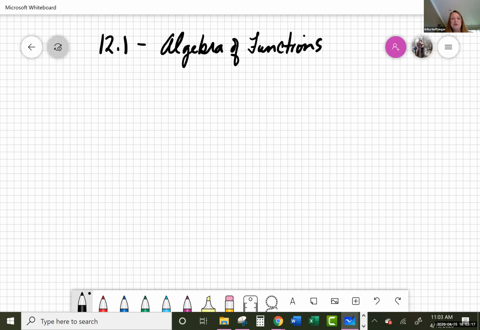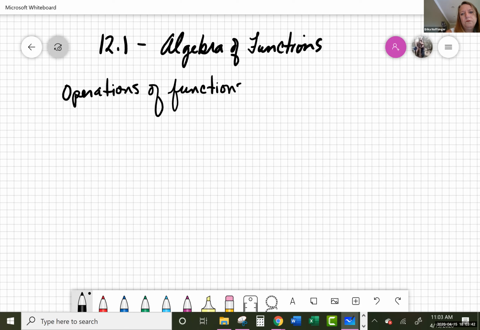Okay, so we're now getting into 12.1, algebra of functions. And so these are things that you have been doing. It's just different notation that you might notice or are seeing right now. But operations of functions. So let's say that f of x and g of x are functions.